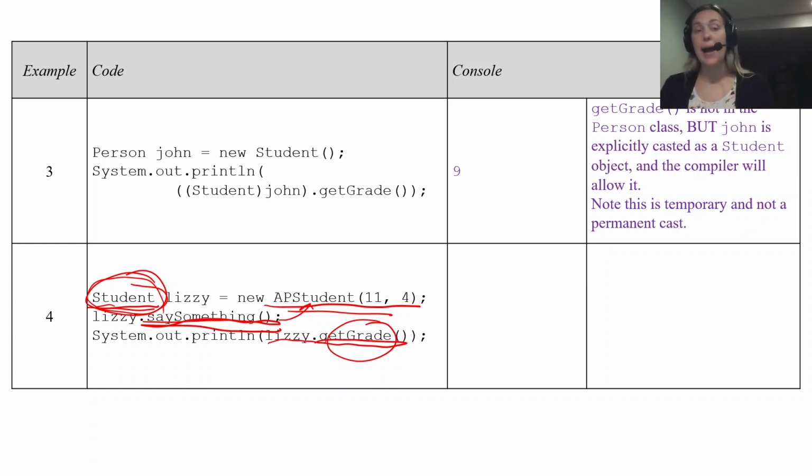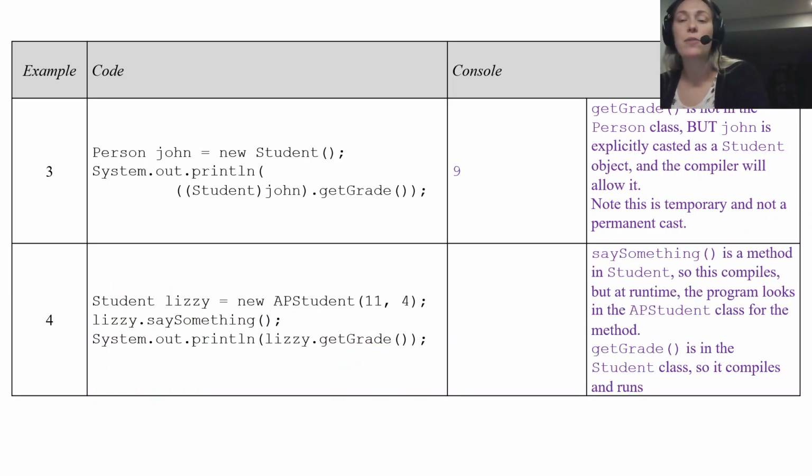So everything compiles fine, right? When you're using Lizzie here in your code and you're using any method, you always have to ask yourself, is that method in the declared type? Yes, say something is in student. Yes, getGrade is in student. As long as those are true, then you compile fine. And then what happens at runtime is a whole other thing, right?